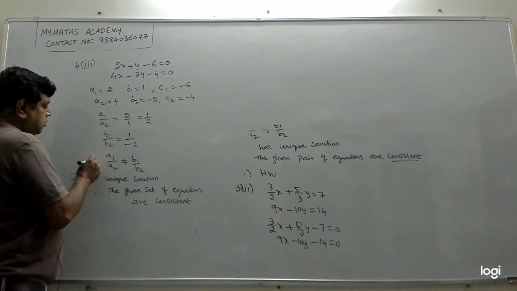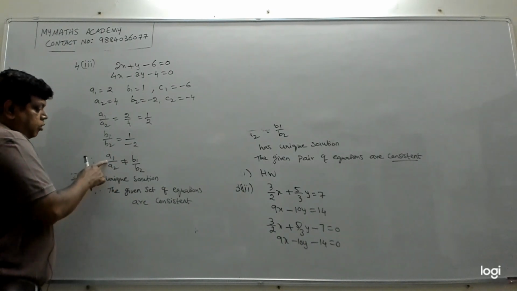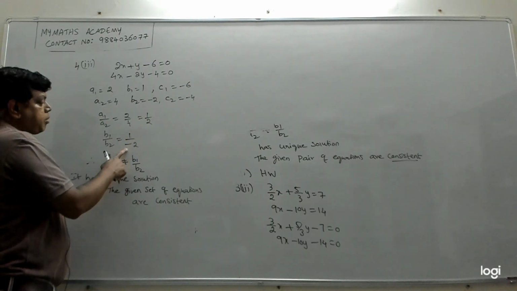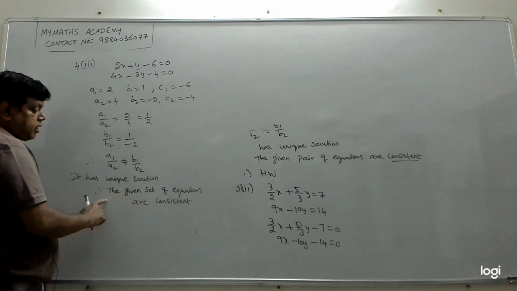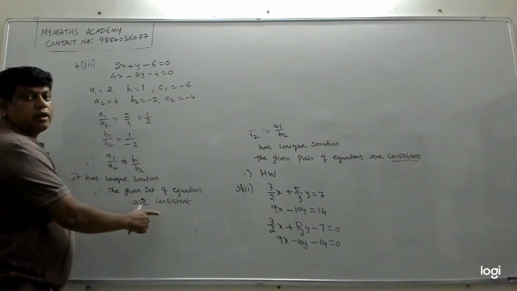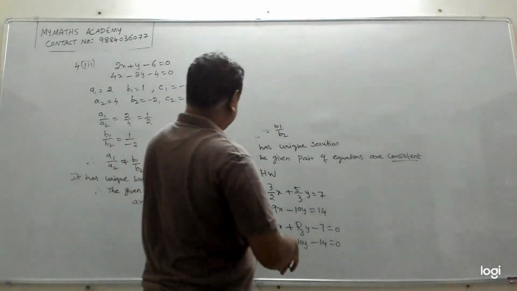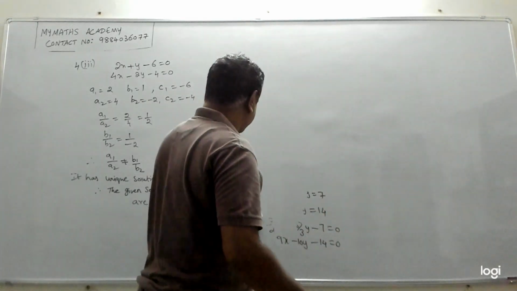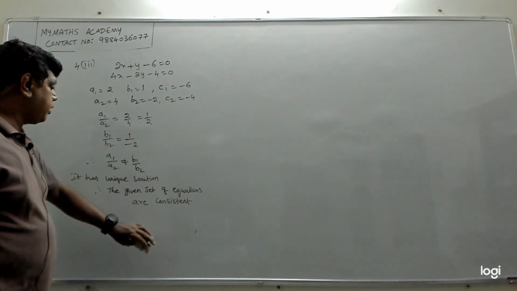So what we get? So therefore, we can write this. Therefore, A1 by A2 is not equal to B1 by B2 because A1 by A2 is 1 by 2, B1 by B2 is minus 1 by 2. So therefore, they are not equal. So it has unique solution. Therefore, the given set of equations are consistent. You need to write this. Right? So since it is consistent, we have to solve them graphically. Which means we need to draw the graph for this. And then we have to solve them.